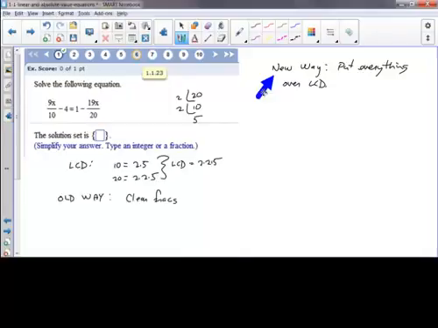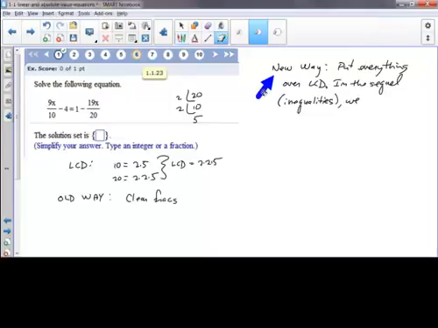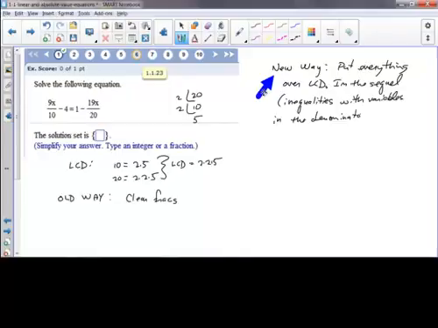Put everything over the LCD. In the sequel, when we're doing inequalities, I better say, and I refer to this in the lecture in my face-to-face, in the sequel, inequalities with variables in the denominator must be worked this way.